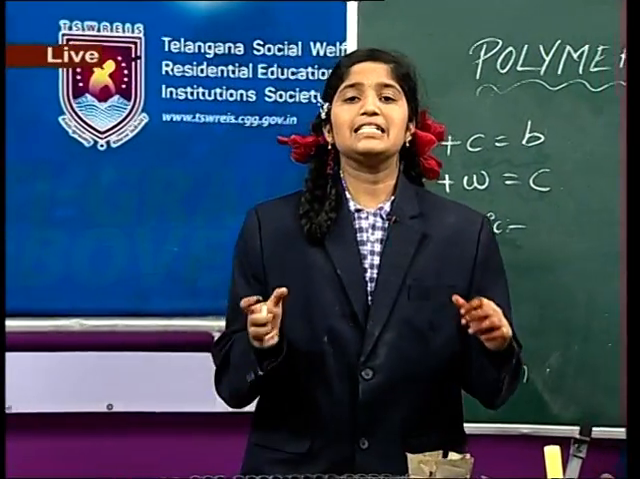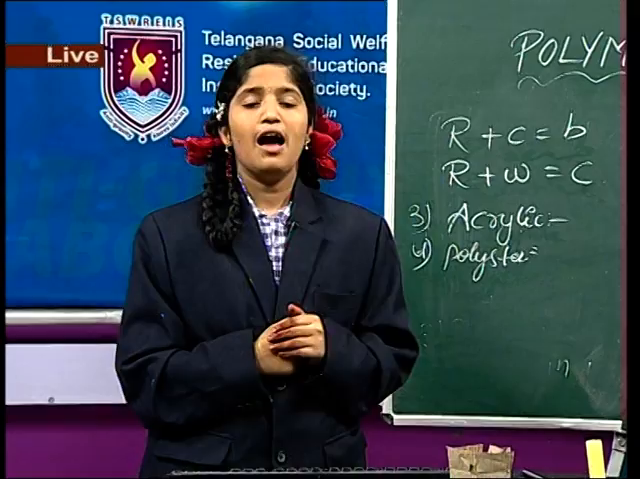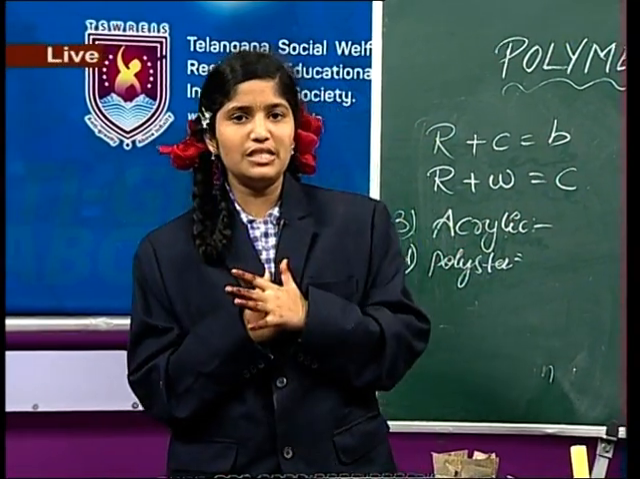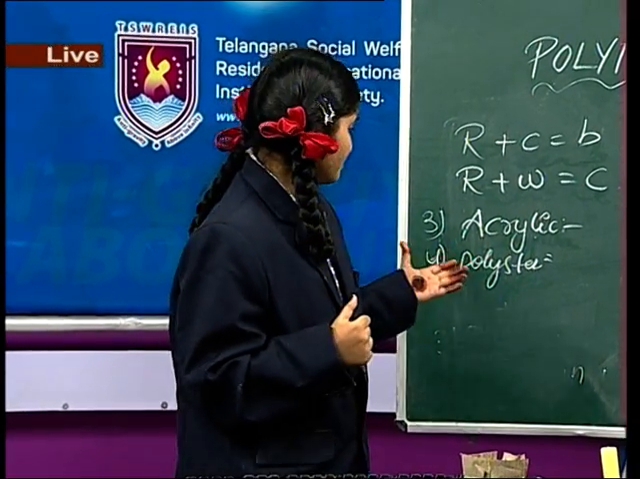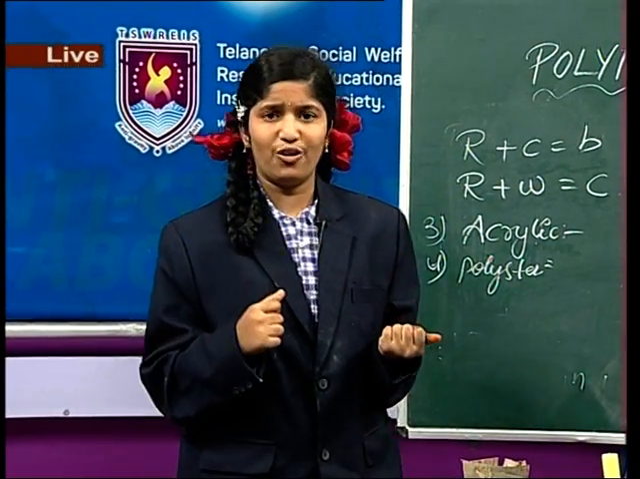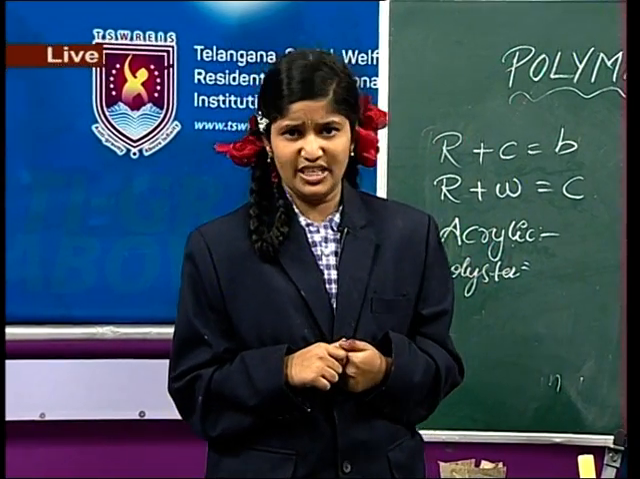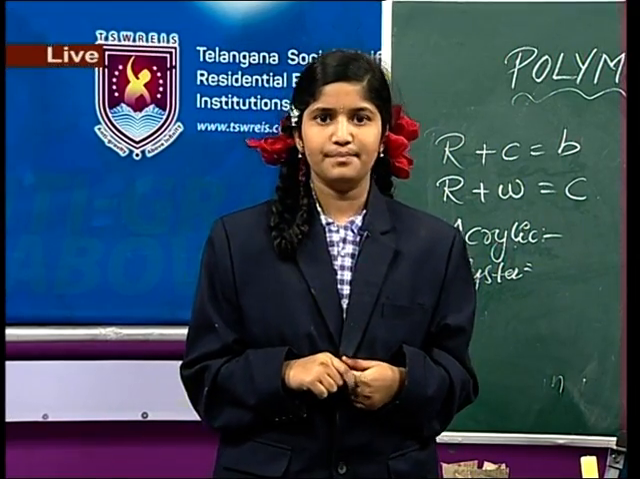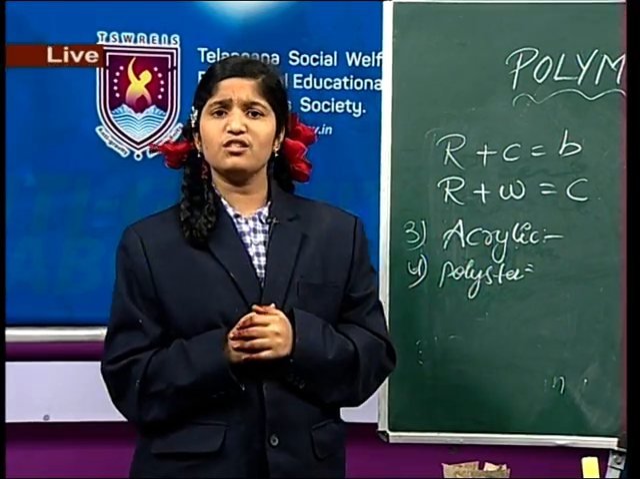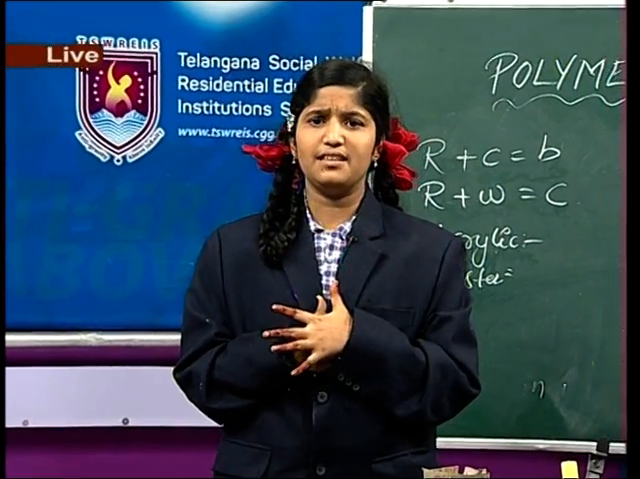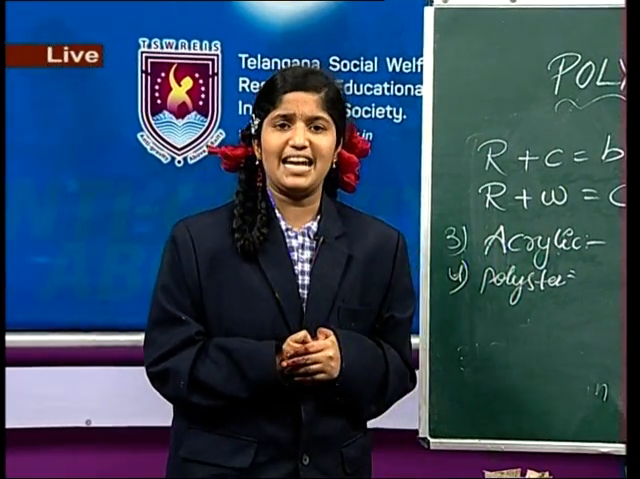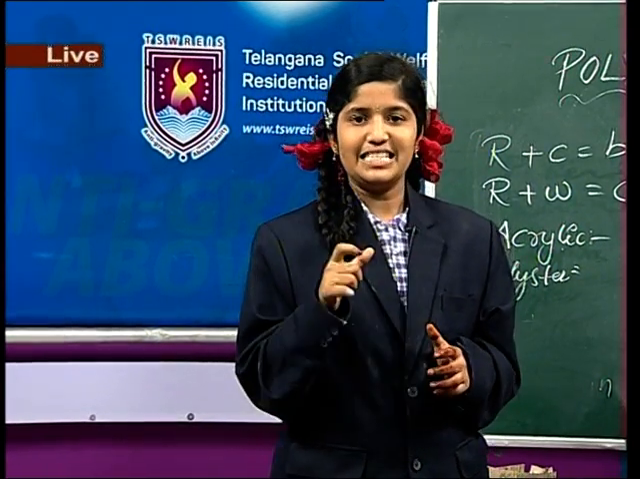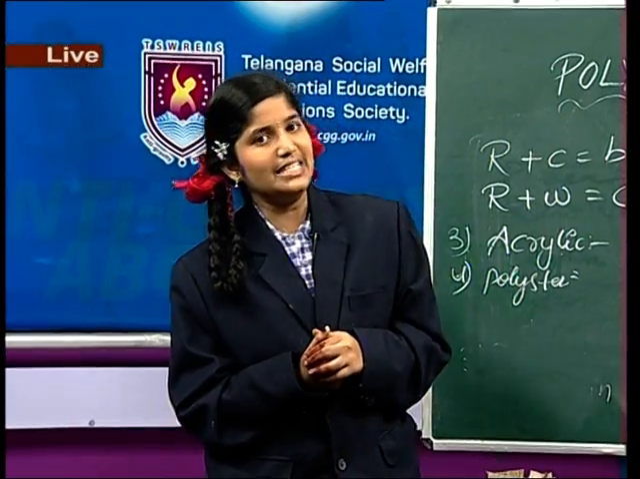polyester. Polyester is also a synthetic polymer, and polyester is the most commonly used synthetic polymer, and clothes made up of polyester are relatively cheap. Okay, and that polyester can absorb more water. And okay Saros, what is the most popular polyester? Yes, you are absolutely correct. Terylene is the most popular polyester.